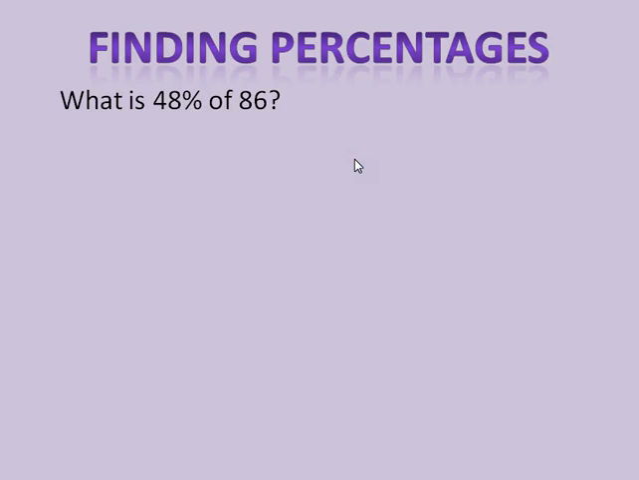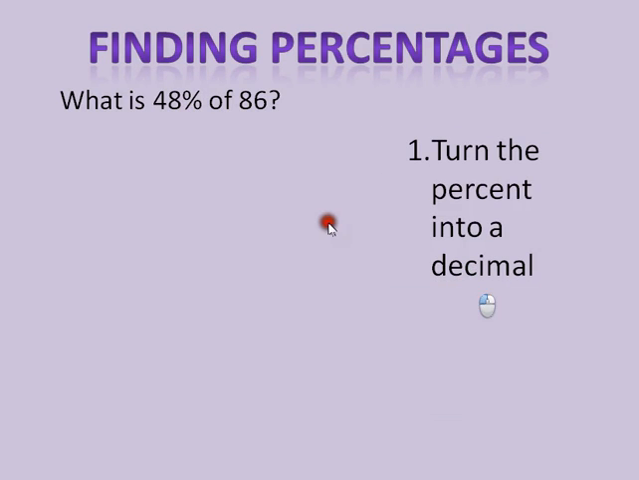We're going to be finding percentages today, okay? So 48% of 86. We're going to use a really straightforward method. Now, 48% is just a fraction, 48 over 100, and we can make that into a decimal. So the first thing we're going to do is turn the percent into a decimal. Okay, so 48% is just 48 hundredths. So really it's just 0.48.